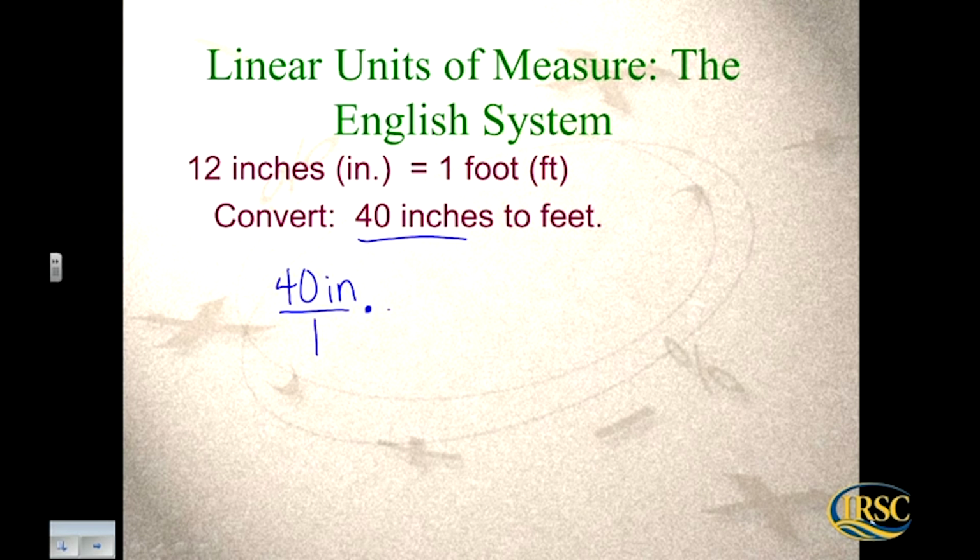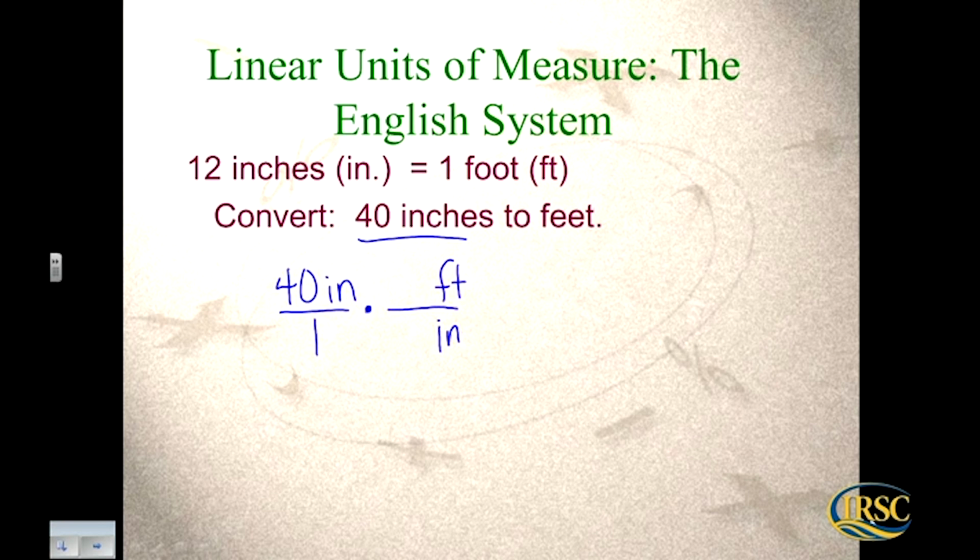Now you're going to multiply it by a unit fraction, and you're going to use the 12 inches equals 1 foot because you're converting inches to feet. Now, whatever you're given, we were given inches, that should appear in the denominator. That should always be diagonal from what you started with. And then what you're trying to get, feet, should be up top.